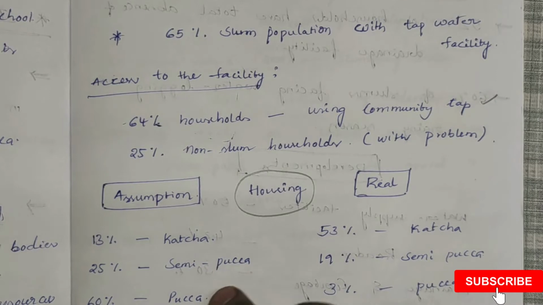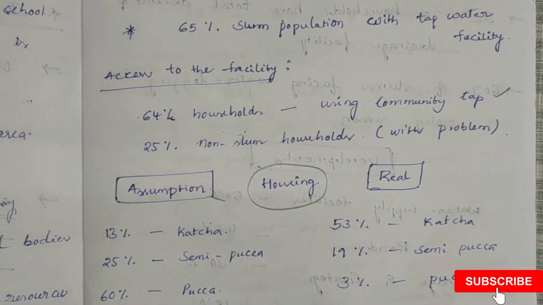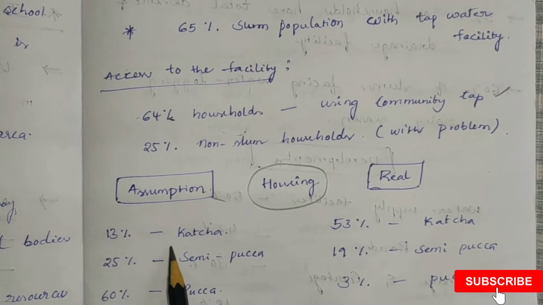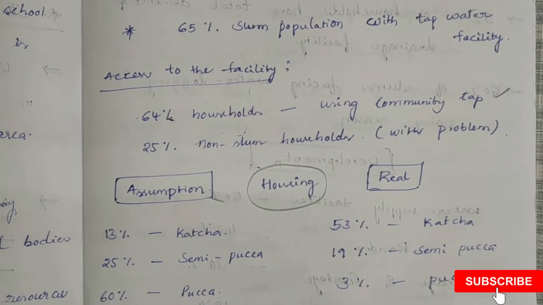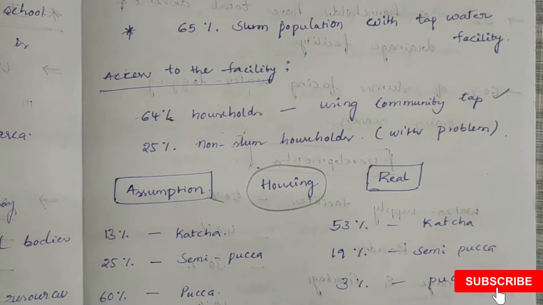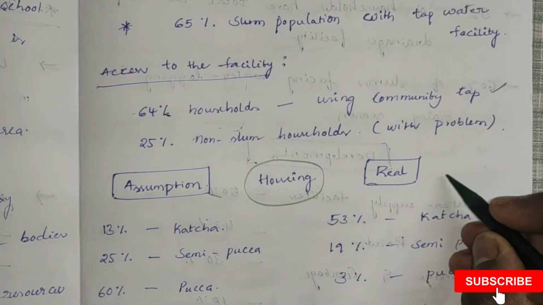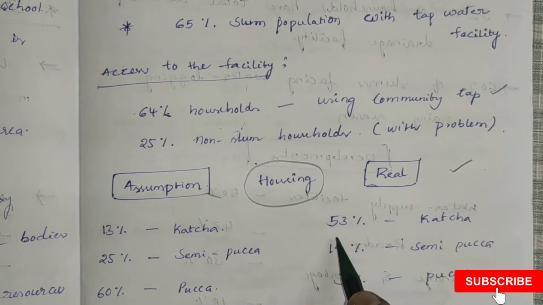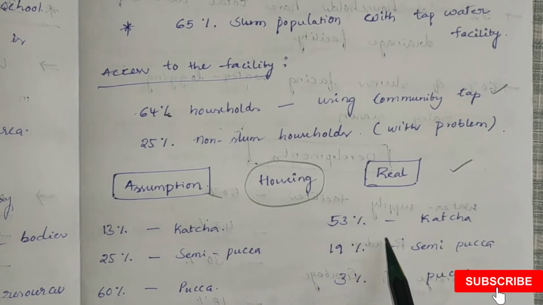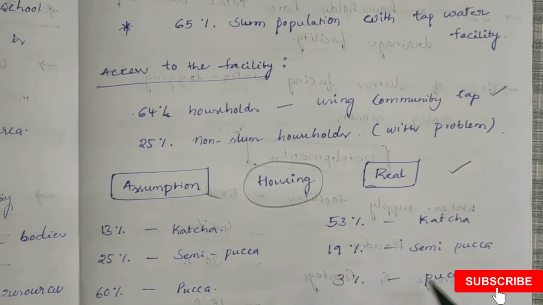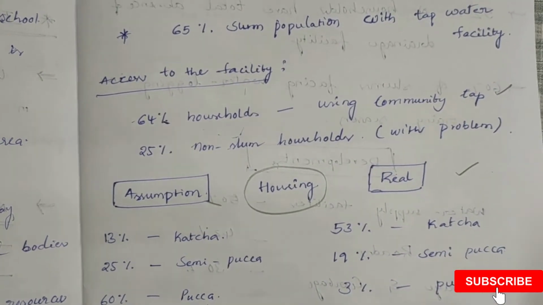Let's see and compare with those assumptions made by political leaders. Figures such as 13% of people living in kacha houses, 25% living in semi-pakka houses, and 60% living in pakka houses. This is an assumption, and it was misleading the government to spend the funds. Understand? And the real data found by NSSO officials is that 53% of people live in kacha houses, 19% living in semi-pakka houses, and only 3% living in pakka houses. All these people reside in slum areas.